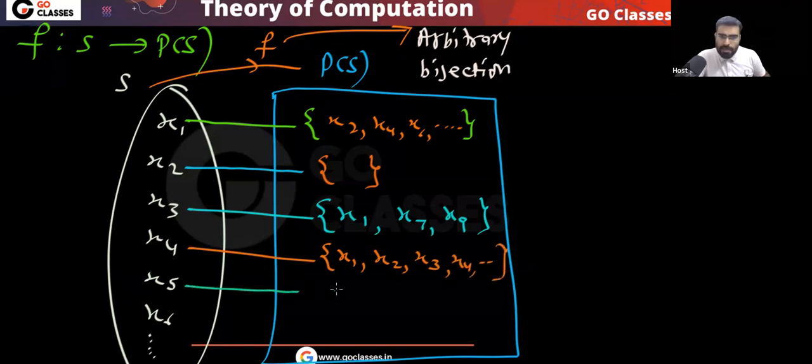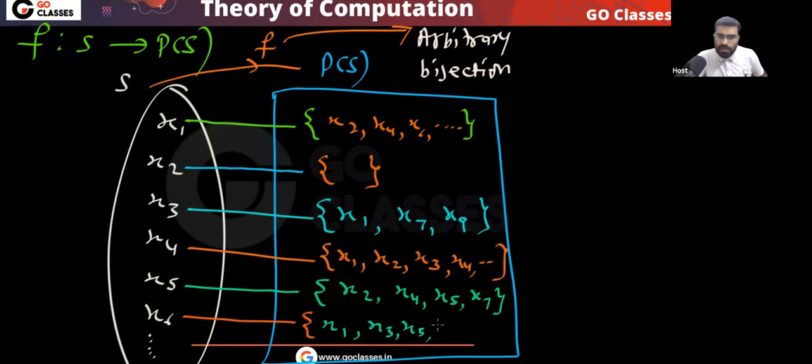Let's assume X5 is mapping like this: X2, X4, X5, X7, something. So let's assume it is mapping to this. Let's assume X6 is also mapping to, let's assume, X1, X3, X5, X7, and so on. So like this, some random bijection I've given to you.